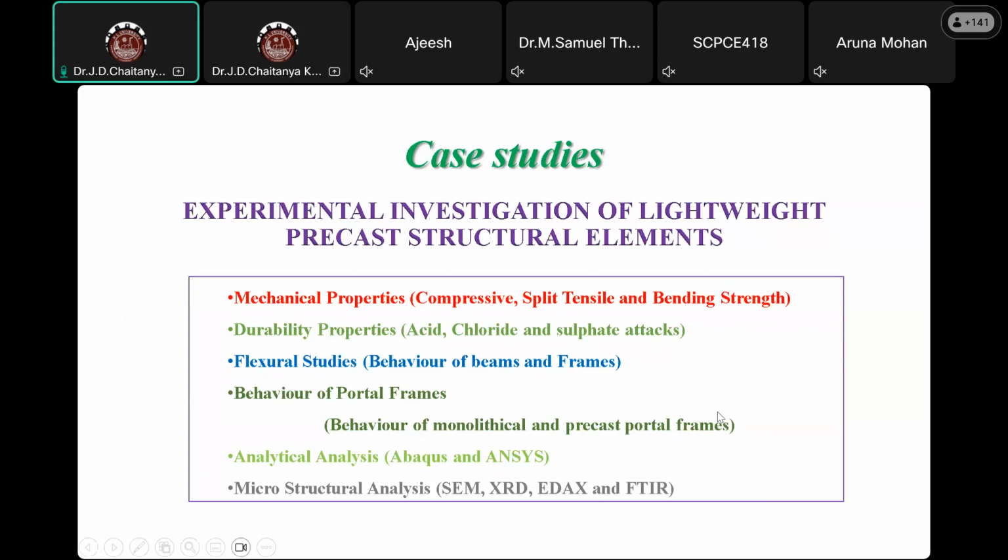Next will be the analytical analysis. The same elements we casted in the experiment, I modeled in the Abaqus software. Next will be the microstructure analysis: SEM, XRD, EDAX, and FTIR values.